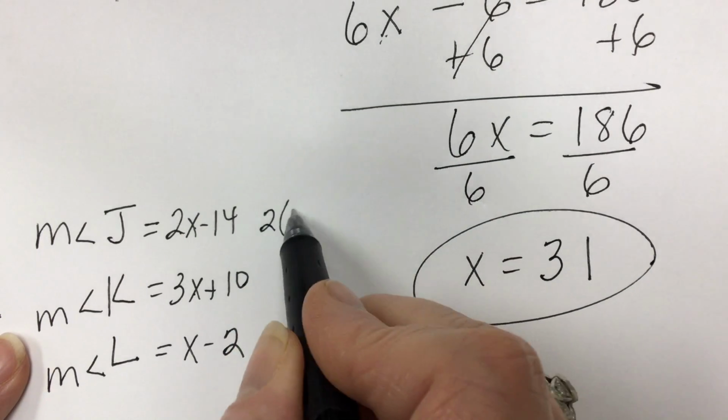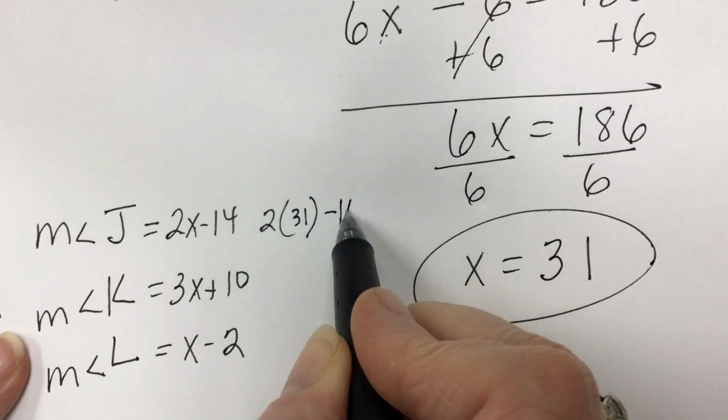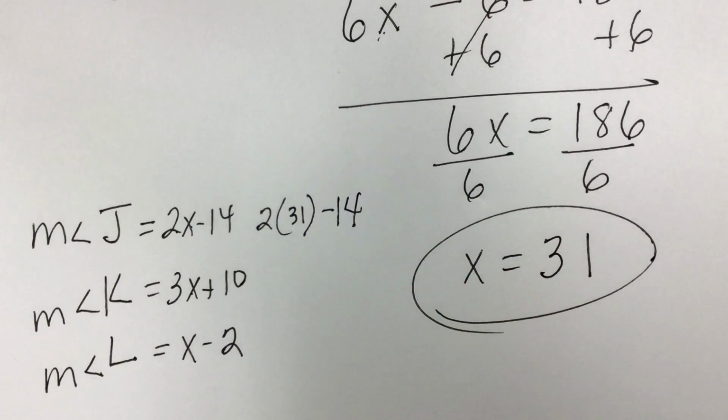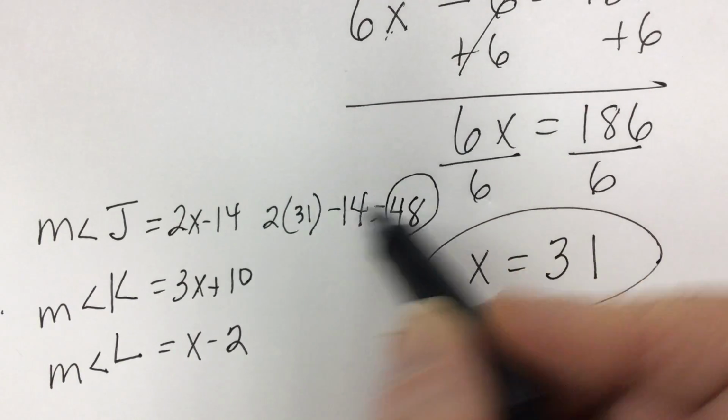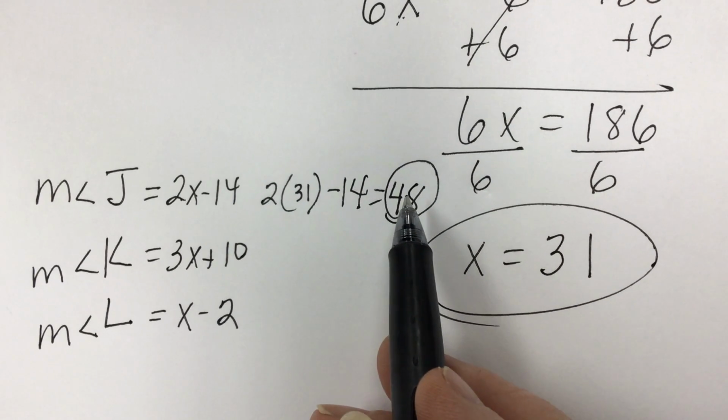I have 2 times 31 minus 14. Well, use your calculator. 2 times 31 gives you 62 minus 14. I end up with 48. So the measure of angle J is 48.